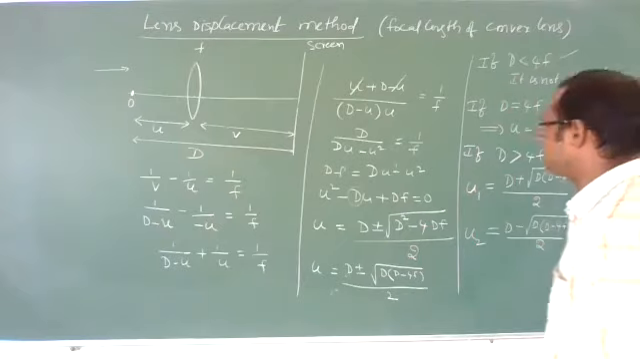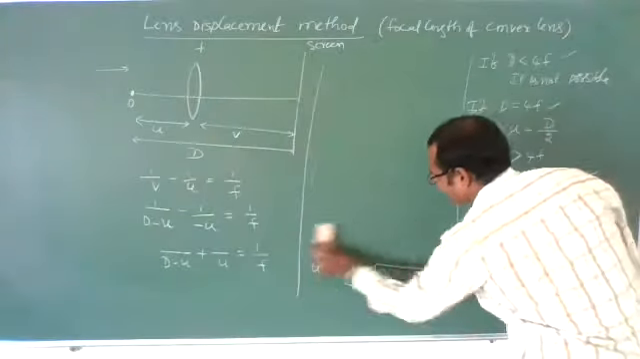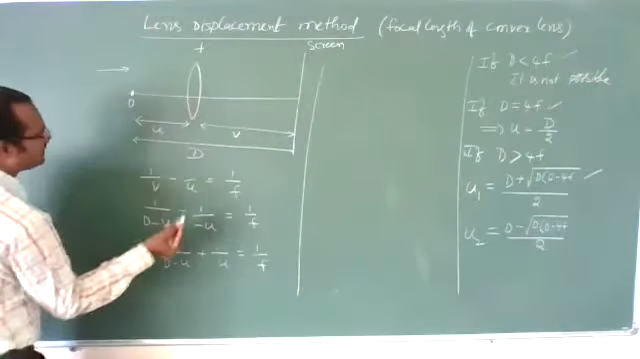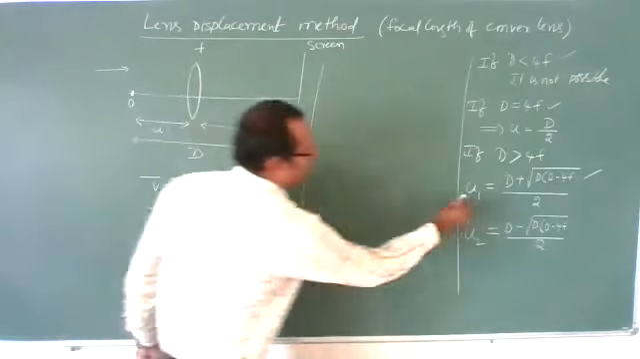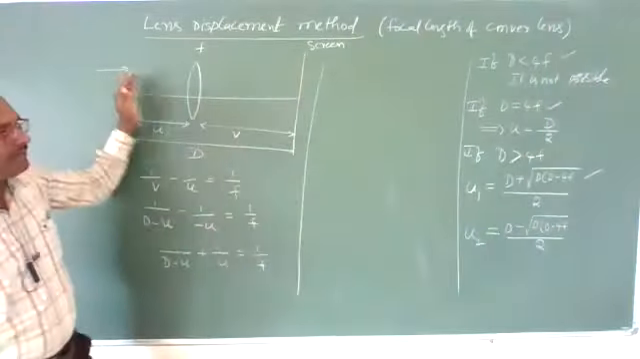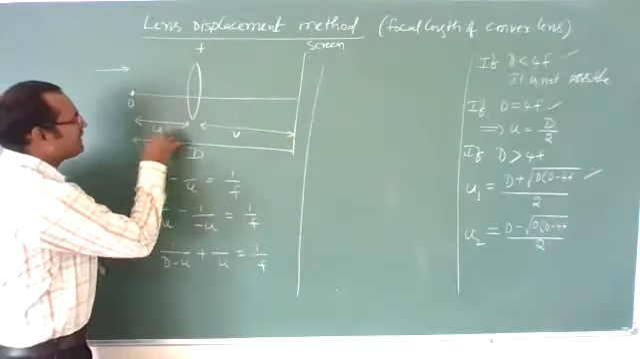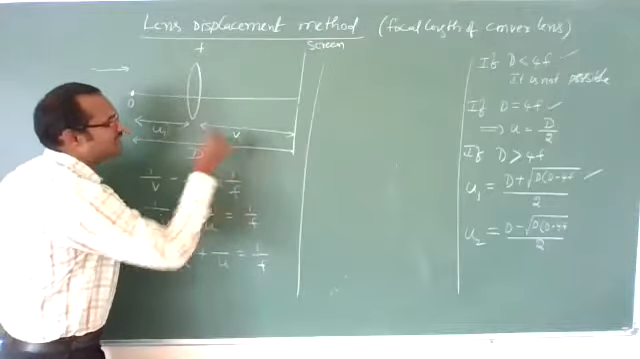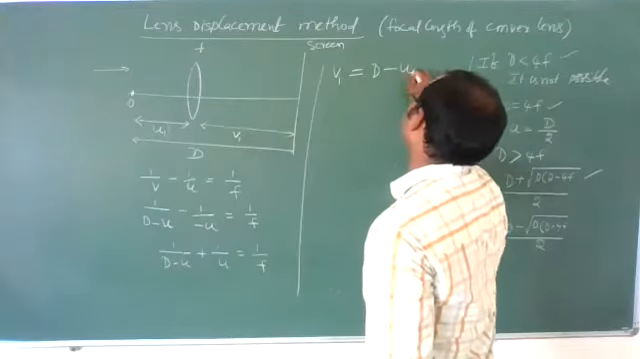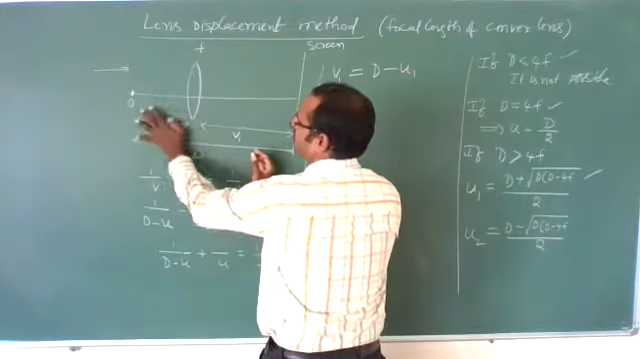Clear? Yes. Now, if we keep the u distance, this u distance is u1. If you keep the object at u1, where will you get the image? Let us imagine you are keeping the object at u1, where will you get the image? v1. Let us calculate. What is v1? v1 is capital D minus u1. Correct?